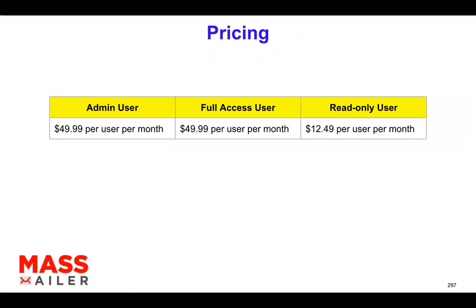So just a quick pricing difference. This will be published on our website. Even though it is available for full access and read-only access users right now, we're going to add one more tier just to clarify that an admin user is nothing but a full access user plus the ability to access the MassMailer setup tab, provided they have all the necessary permissions from the Salesforce platform perspective itself. The pricing is the same for the admin user and the full access user, $49.99. But the read-only access user is one-fourth of the price, $12.49 per user per month. This is just to highlight the pricing.